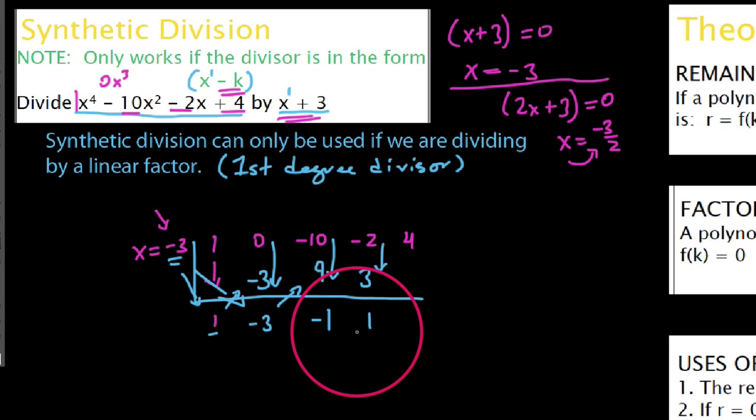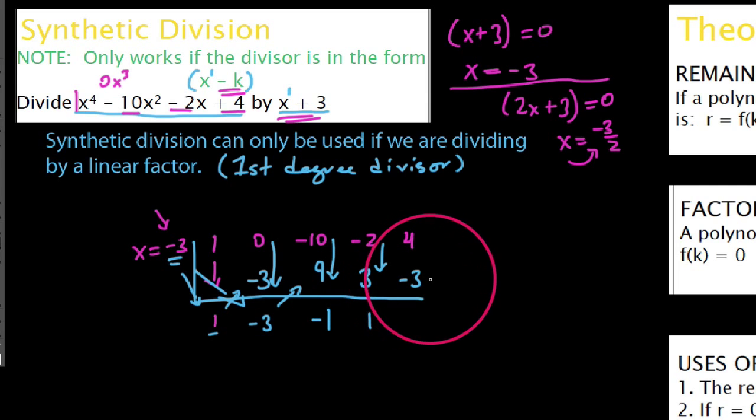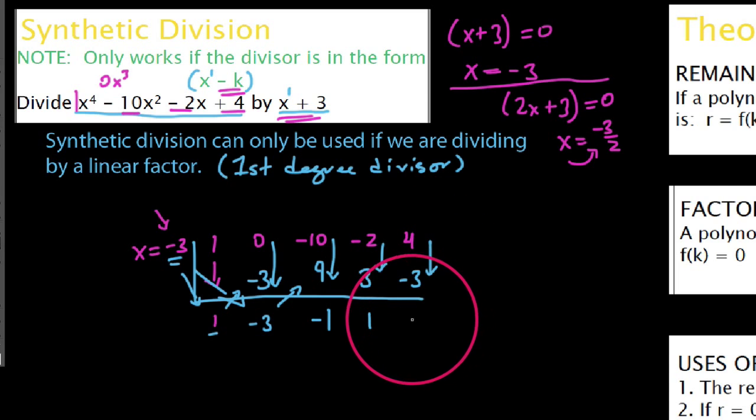Last but not least, negative 3 times a positive 1, multiply diagonally. We're going to put that up over here, negative 3. And then we're going to add vertically, which gives us this value of 1.